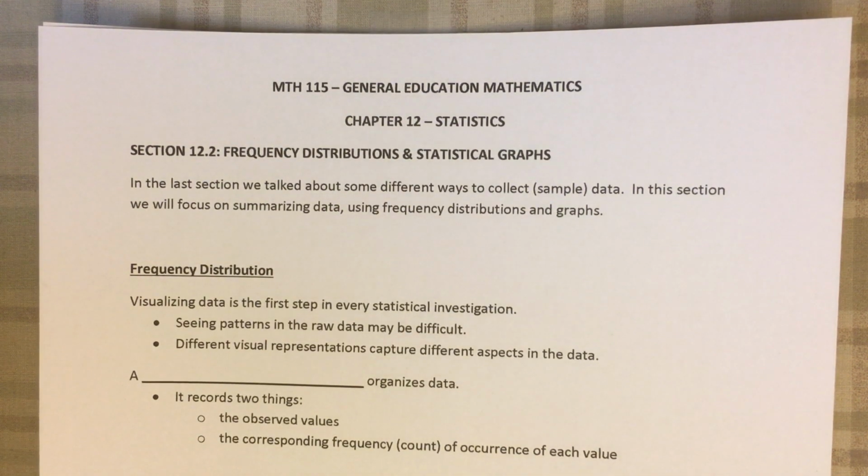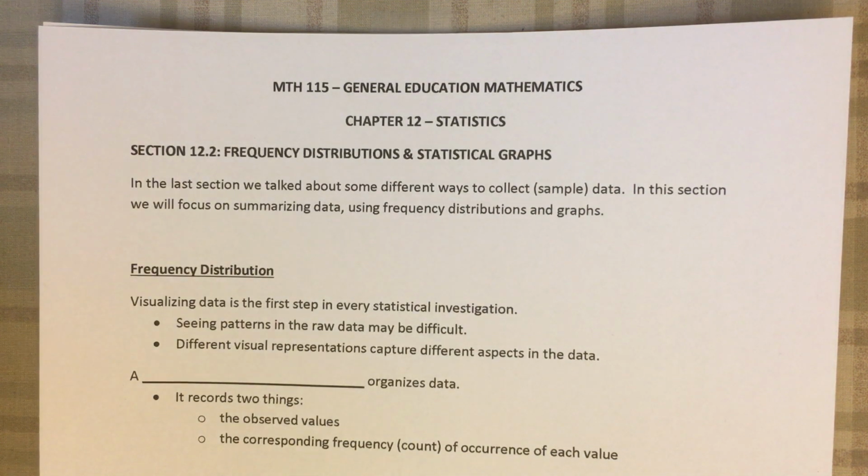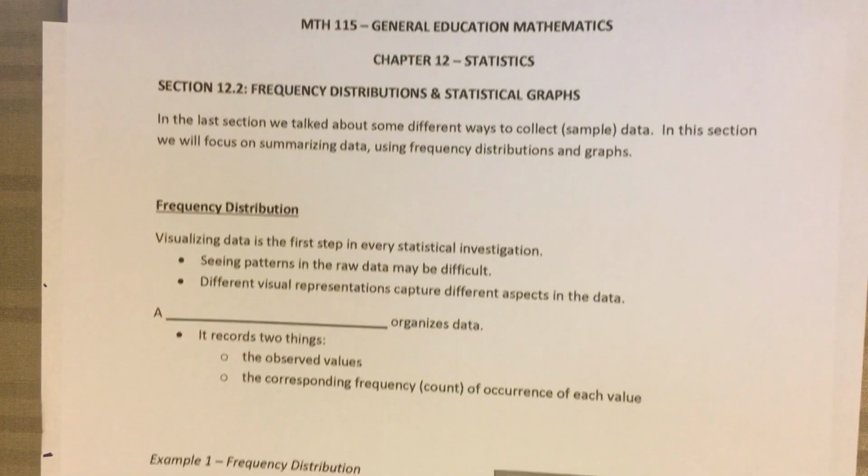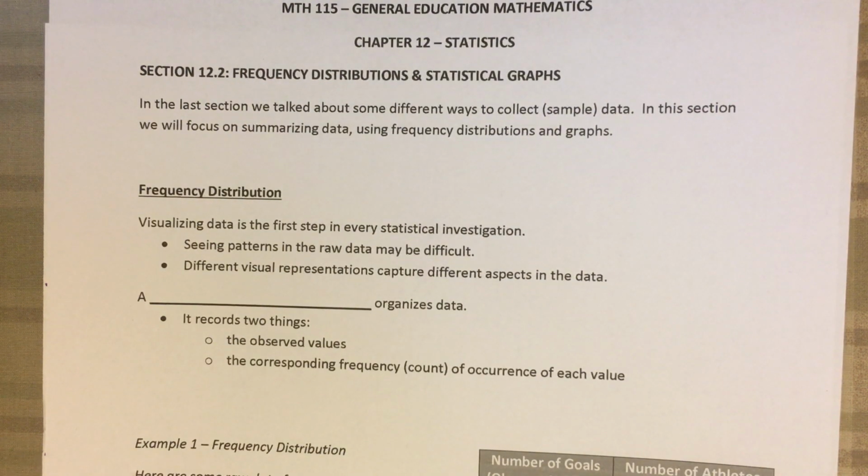Today we're going to talk about frequency distributions and statistical graphs. In the last section, we talked about some different statistical definitions, and different ways of collecting our data from different types of samples. In this section, we're going to look at a way to organize that data. How can we effectively summarize it using either tables or graphs? The first way that we're going to do this is with a frequency distribution.